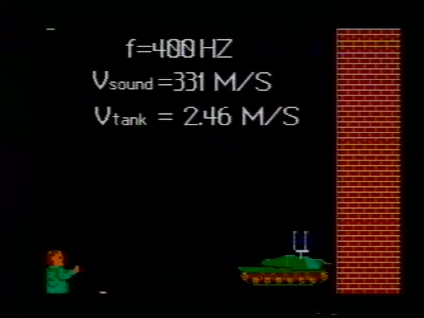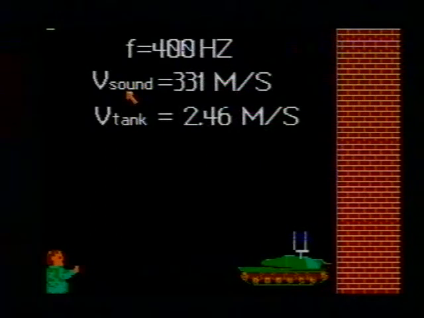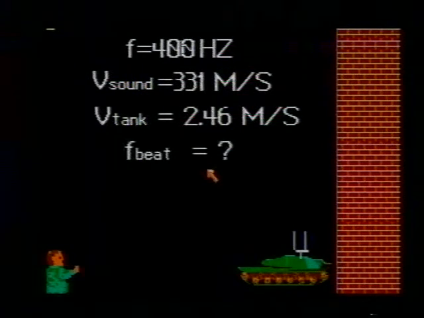We're given the following information. The frequency of the tuning fork is 400 hertz. The velocity of sound in air is to be taken as 331 meters per second, and the velocity of the tank towards the wall is 2.46 meters per second. With that information, you're to find the beat frequency. Try to solve that problem now before watching its solution.